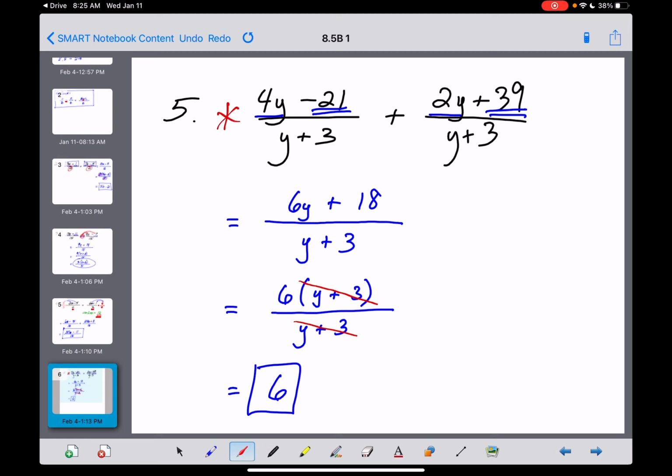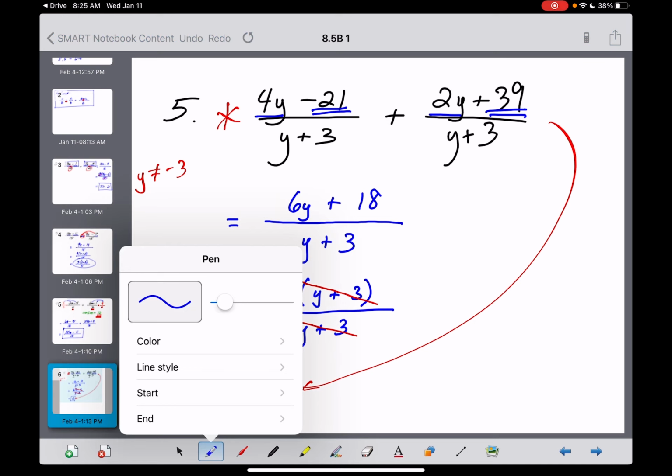Now, the significance of that, everybody, is if we were to go back to the original expression right up here, if you were to put in any value in the world for y other than negative 3, I'll explain that in just a second, but y cannot equal negative 3. If you were to put in any other value for y into the original expression, your answer is going to end up equaling 6. Let me just show you that real quick right here.